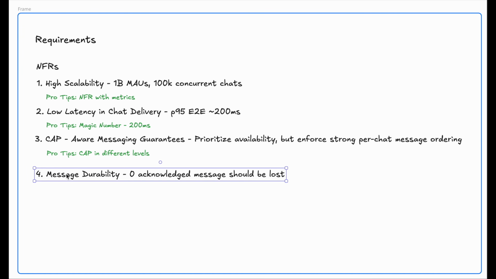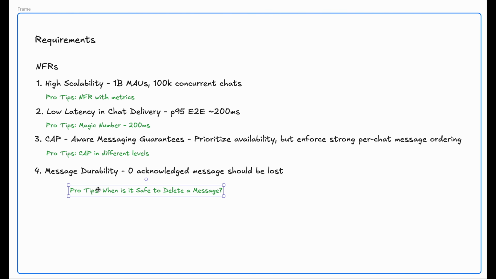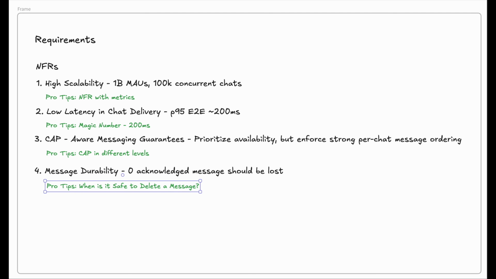The fourth non-functional requirement is message durability, which means zero acknowledged messages should be lost. The illustration here: if a user hits send and then immediately loses internet, the message must still exist when they reconnect. And here comes a very interesting discussion point, a pro tip. Do you know when it is safe to delete a message?